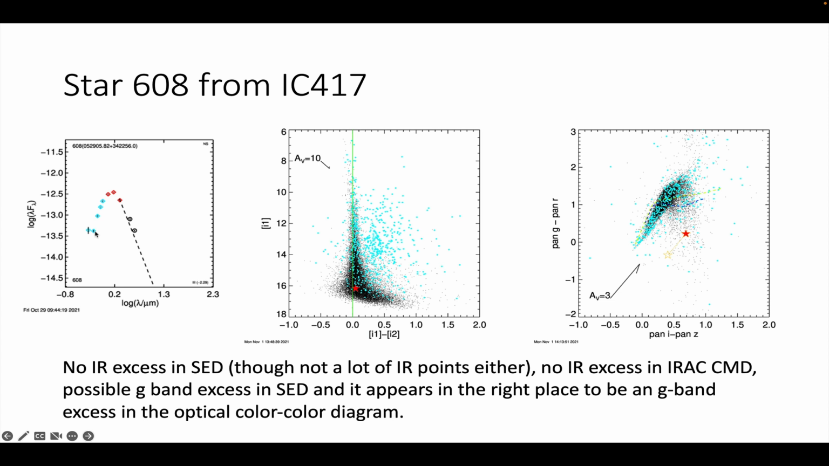This one doesn't have nearly as many points. Doesn't have an IR excess in the SED. No excess in this diagram. But this one I have Pan-STARRS data for. So Pan G minus R versus I minus Z. So the stars that are down here are the ones that should have a G-band excess. Here the dashed lines are the models for main sequence. These guys down here, you can see that ghost star. It's the reddening uncertainty. If it's here, this is where it was observed. If the reddening I've guessed at is right, it should be here. But it's in the right place to be a G-band excess in this diagram.